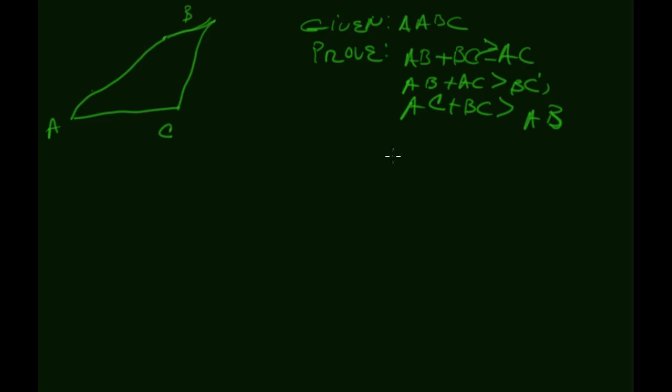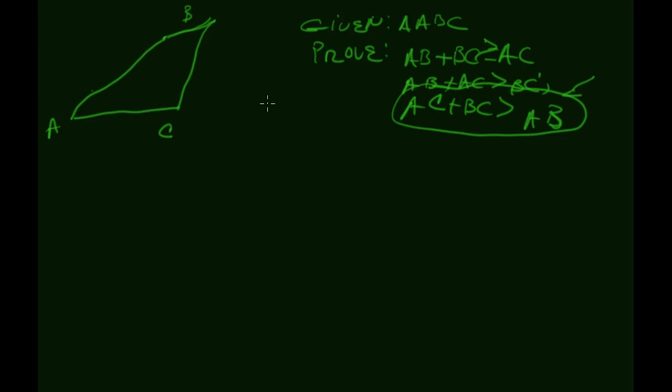The question is if I take AC plus CB, so it's this one, AC plus BC has to be bigger than AB. That's the one that's really in question here. Is that necessarily the case? Okay, so let's look at how we're going to prove this.